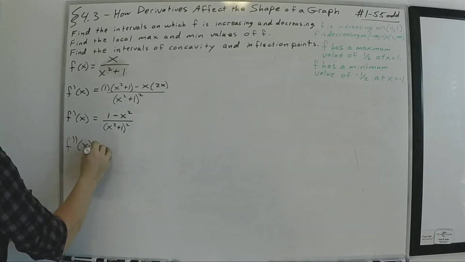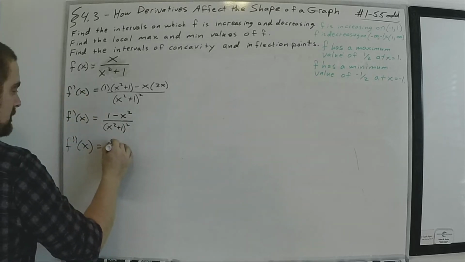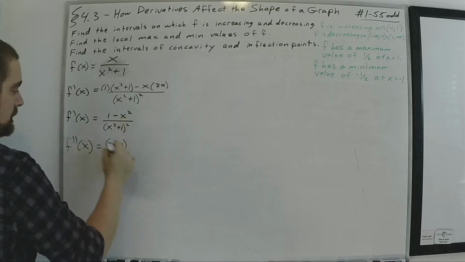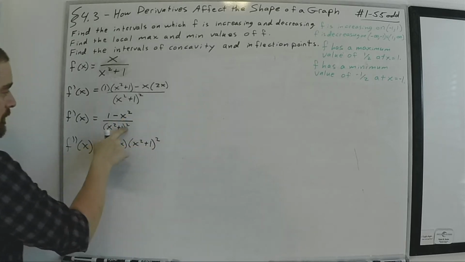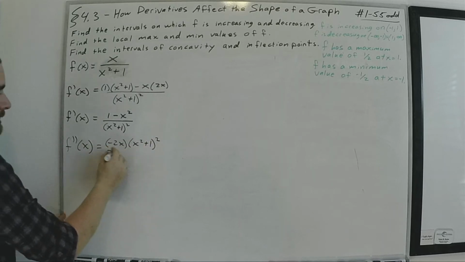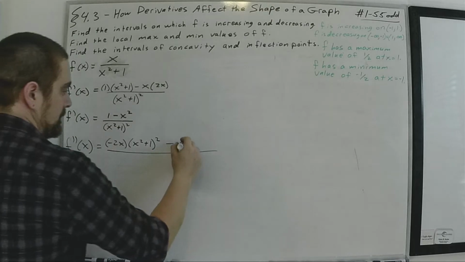f double prime of x is, again, it's a quotient, so I'm going to use quotient rule. Derivative of the top is negative 2x, right? Just power rule there. Times the bottom. Be careful, there's already a square, so you need that for the bottom. Top, 1 minus x squared.